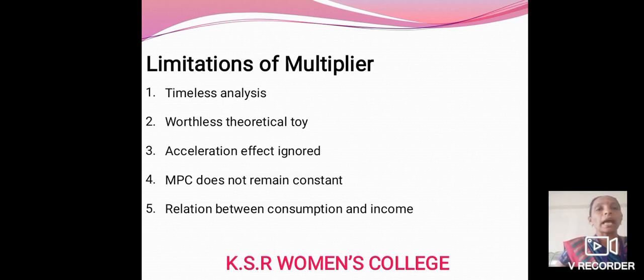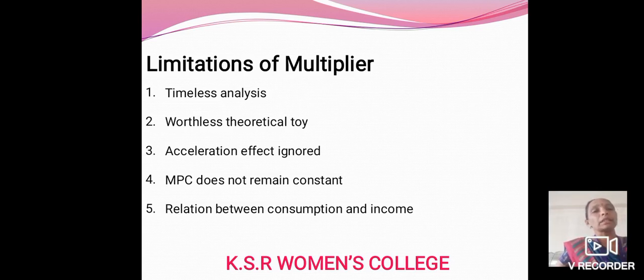Next one is acceleration effect ignored. One of the weaknesses of the multiplier theory is that it studies the effects of investment on income through changes in consumption expenditure, but it ignores the effect of consumption on investment, which is known as the acceleration principle.